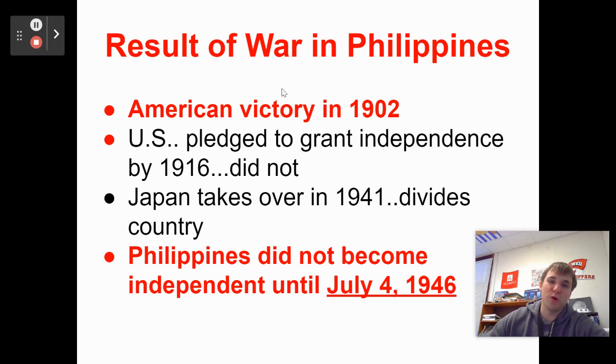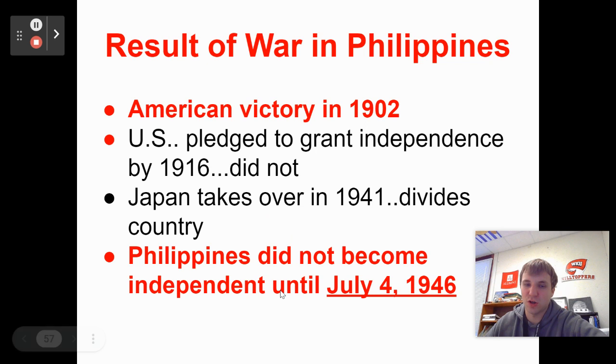So the result of the war in the Philippines is the Americans obviously win and take over. We had said that we were going to get the Philippines their independence by about the middle of the 1910s. That does not happen. During World War II, Japan takes over, and some in the Philippines start to support the Japanese more than the Americans, so it divides the country. After World War II, we beat Japan, gain the Philippines back, and then finally, after 40, 50 years, we grant the Philippines their independence on July 4th, 1946.